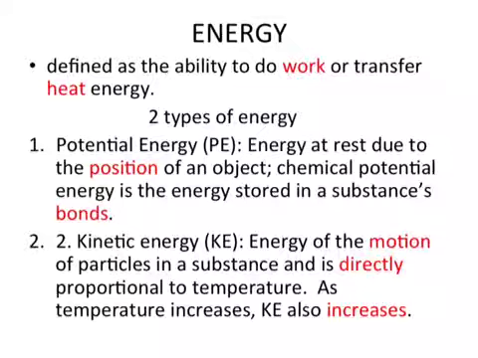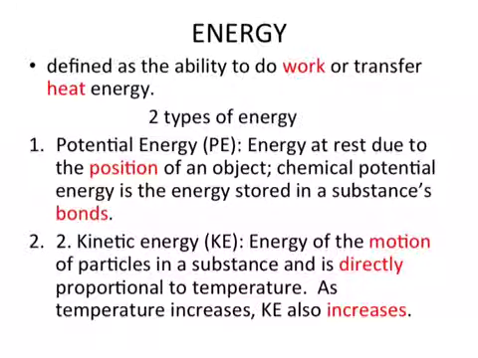Energy is defined as the ability to do work or transfer heat energy. There are two types of energy, potential energy and kinetic energy. Potential energy is abbreviated PE, and it is the energy at rest due to the position of an object. Standing at the top of a stairwell, you would have more potential energy than if you were standing at the bottom of the stairwell, and that's because gravity can pull you down farther due to the higher placement.